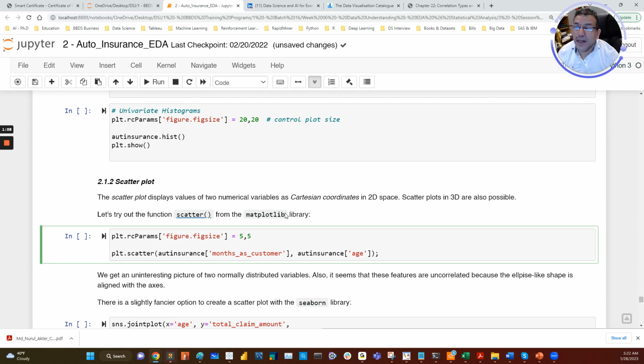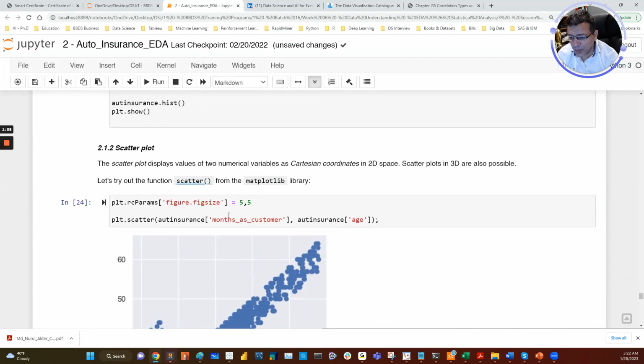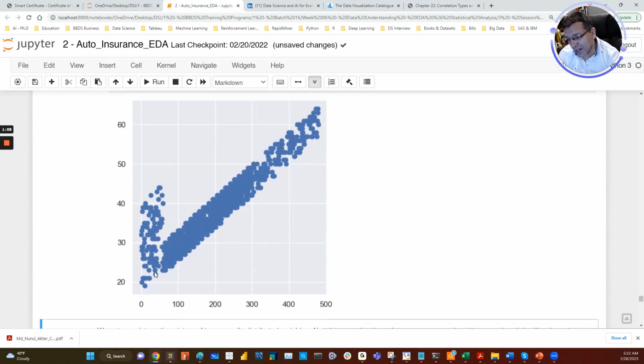This is a correlation between month and customer's age, and you can tell they are moving. Of course, we got some problems at the early beginning, but both of them are moving in the same direction. So that is another piece of evidence that we have to remove one of them.